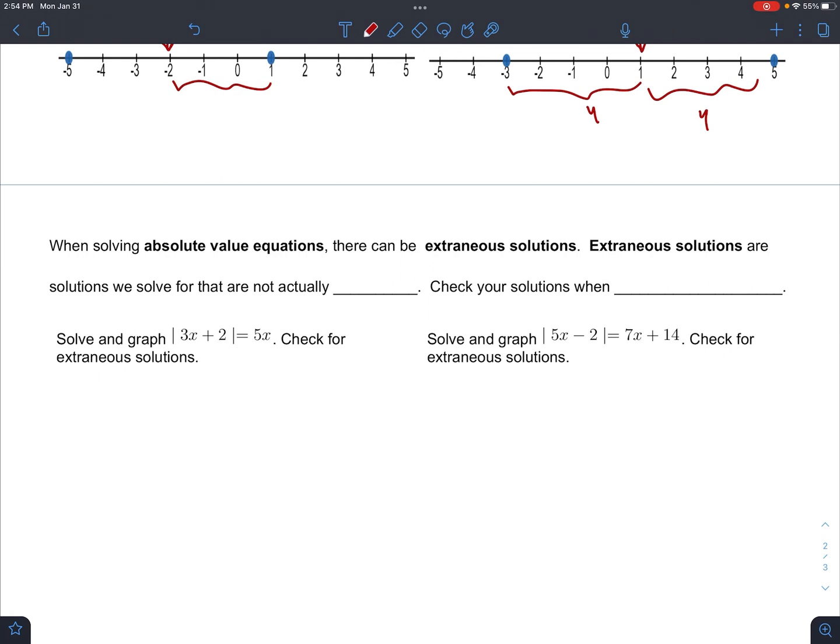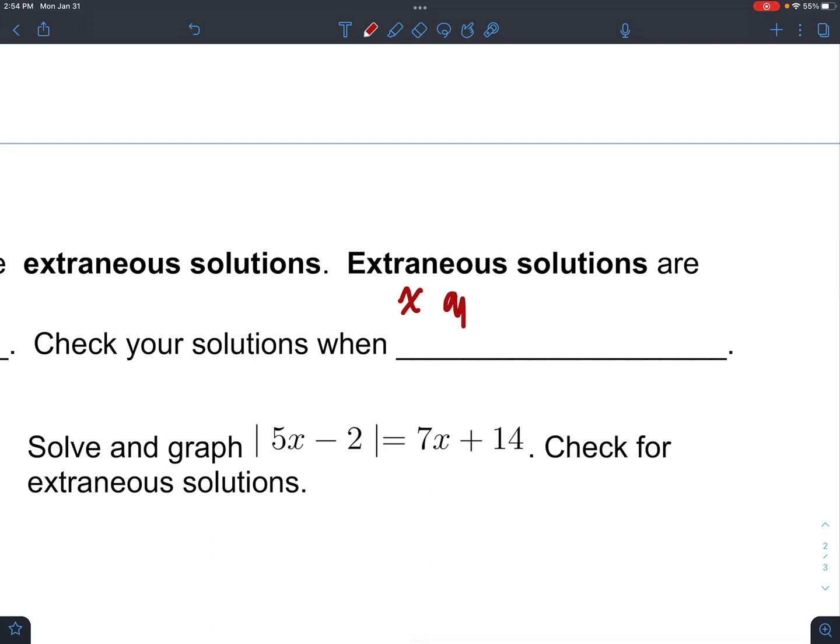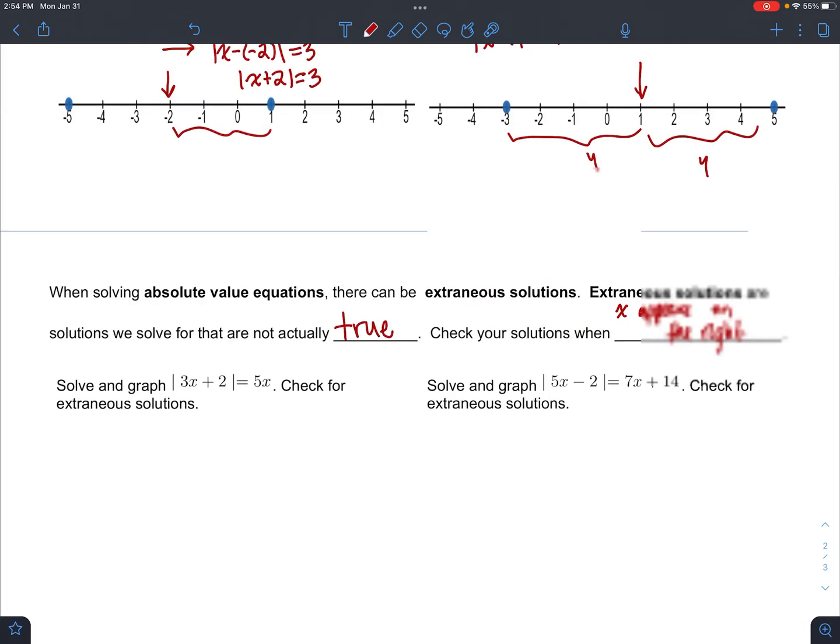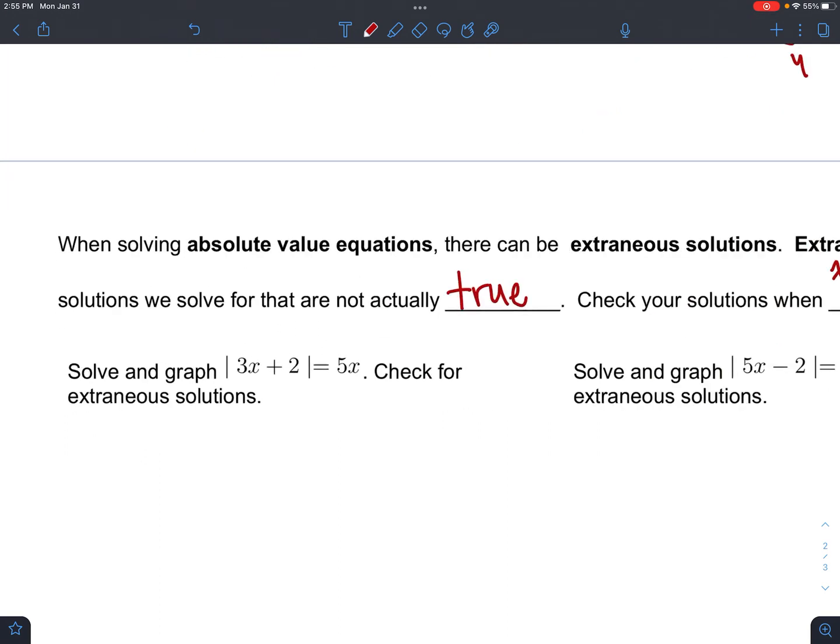Sometimes we can have extraneous solutions. Extraneous means extra. In math, it also means that there were solutions that we got from a technique that didn't really end up being true. So you need to check your solutions when x appears on the right. Both of these examples, we're going to have to check our solutions because there's an x on the right.